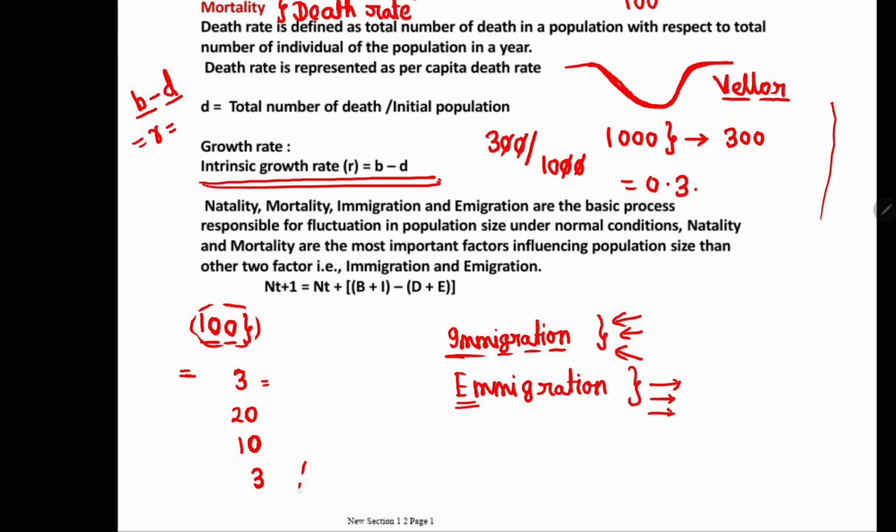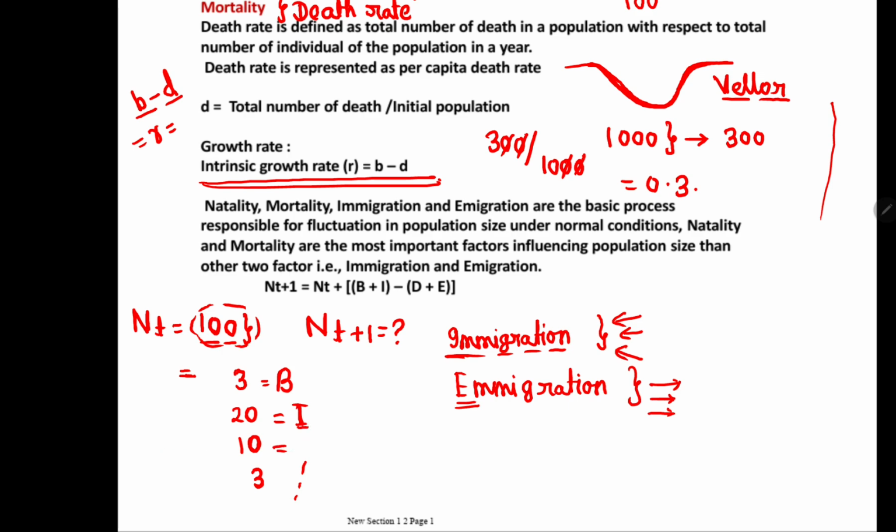So what will be the population of the place after 1 year? Okay, I am considering the initial population is Nt, so Nt is 100, right? After 1 year, Nt+1, we have to observe it, we have to study it. 3 people were born, B for birth, and 20 people came and settled in the village, I for immigration.